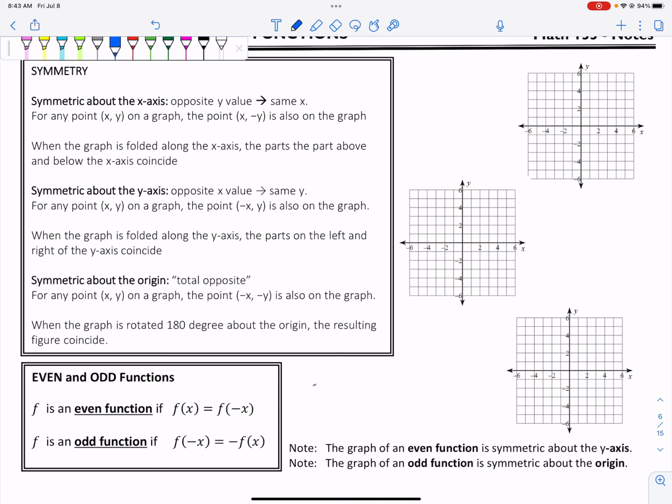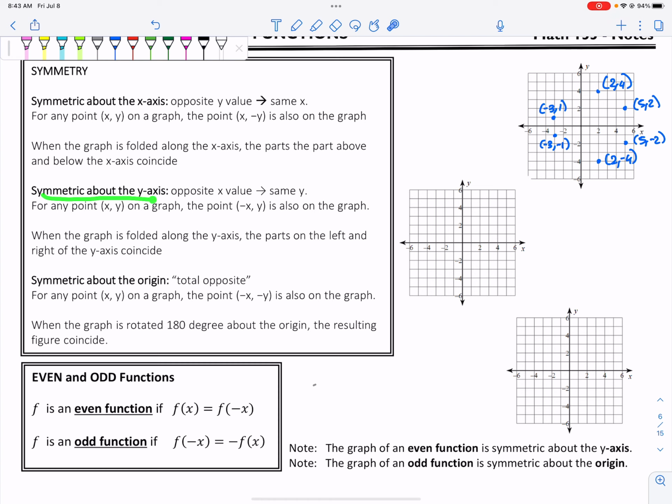So for example, if we were to have the point (2, 4) on the graph, we will also have the point (2, -4) on the graph. If we have the point (5, 2) on the graph, we will also have the point (5, -2) on the graph. If we have the point (-3, 1) on the graph, we will also have the point (-3, -1) on the graph. So again, if we were to fold the graph along the x-axis, these points will coincide.